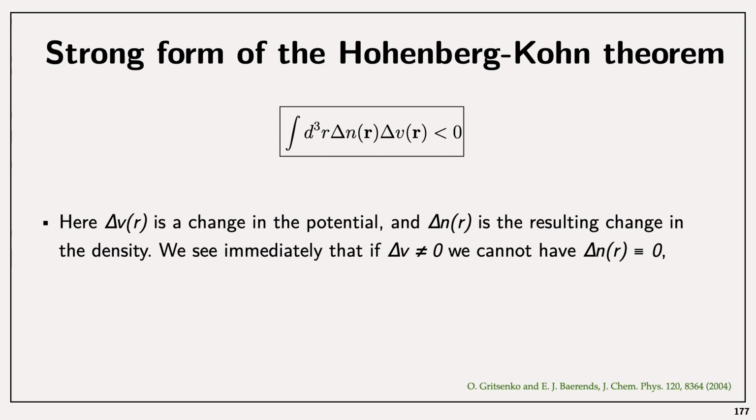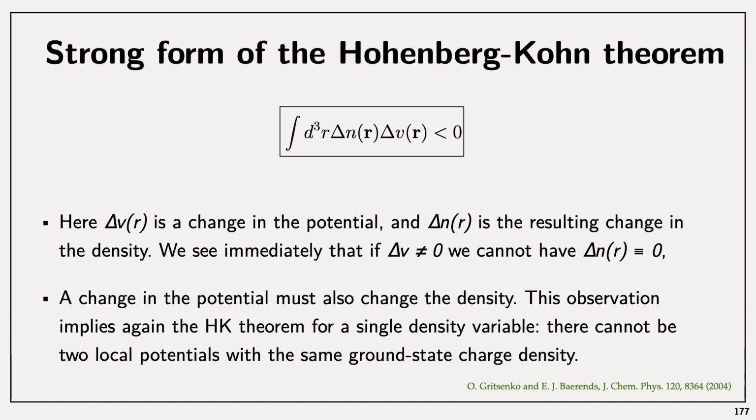So that means the only way to have a density that doesn't change is to make sure that everything works together. We see that well in that equation. A change in potential must change the density, and the Hohenberg-Kohn theorem can be proven for a single variable: it says there cannot be two local potentials with the same ground state charge density. That's for historical reasons and additional information. The proof is interesting.